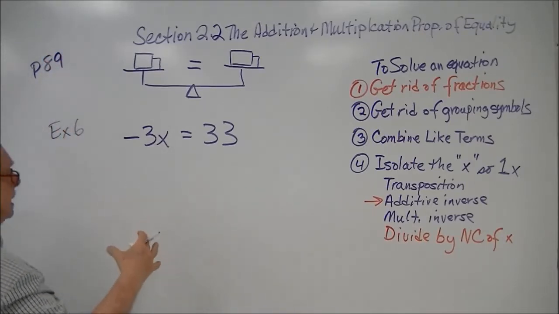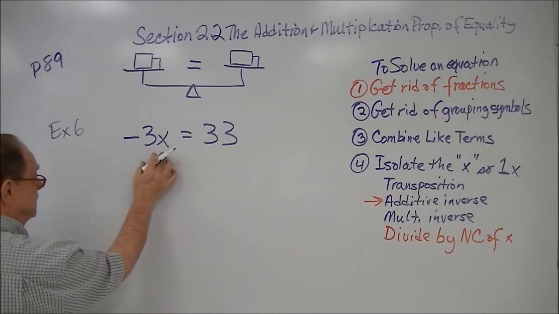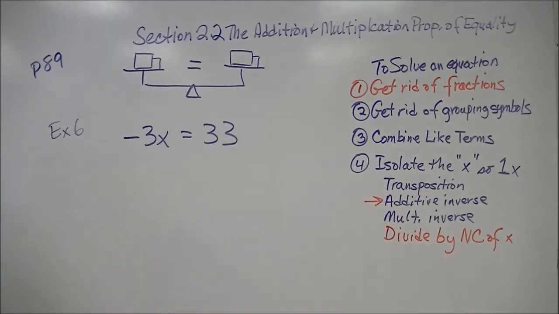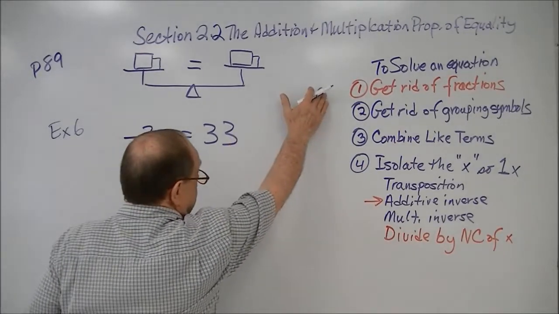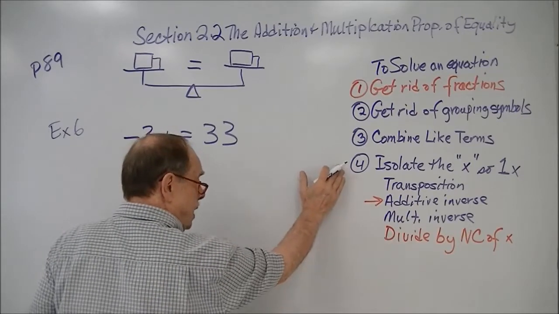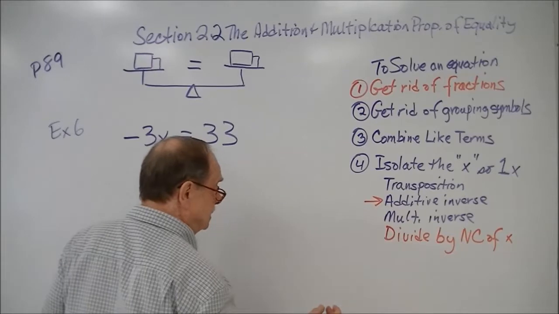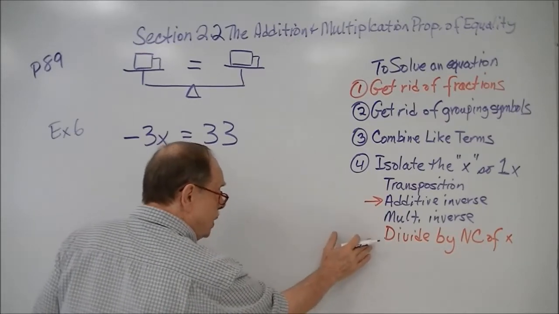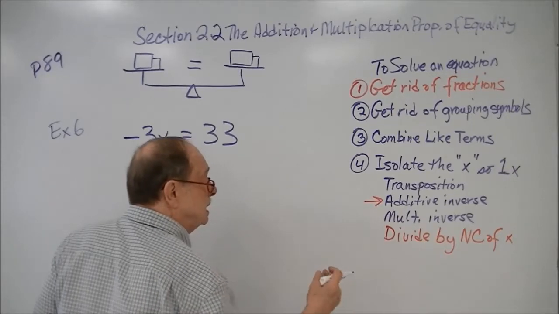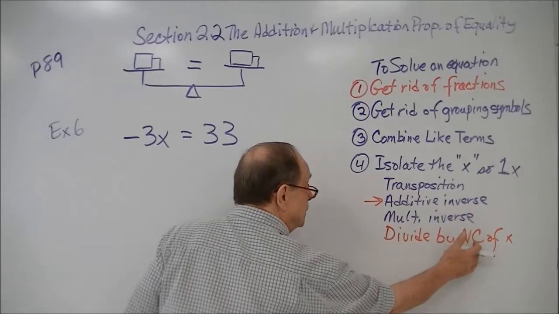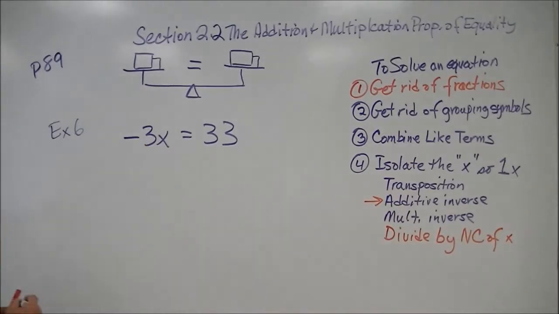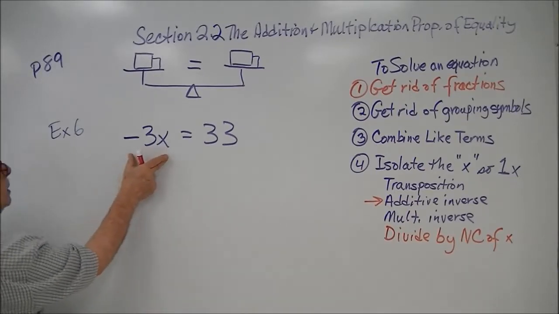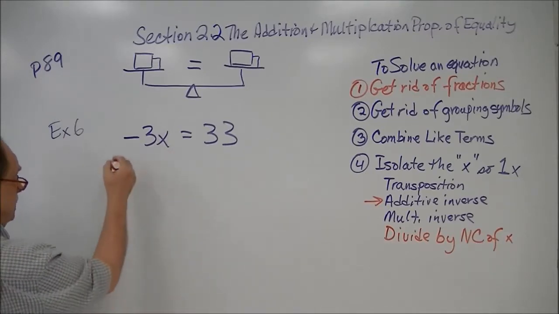And we're starting off easy. We don't want to get to the real difficult ones yet, but the pattern is what we're looking for. Now here we have a negative 3x equals 33. And again, we don't have fractions, we don't have grouping symbols, we don't have to combine like terms. We're actually at step 4 where we want to isolate the x so that it's a 1x. Additive inverse is not going to work out. What we are going to use is this new step here where we call divide by the numerical coefficient of x. Now we had some lesson on this earlier. What is the numerical coefficient of this number? Well, it's a negative 3.